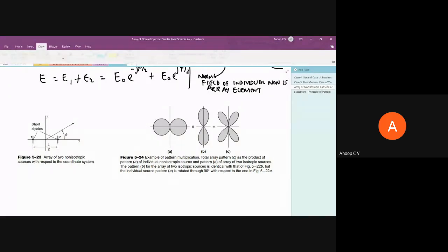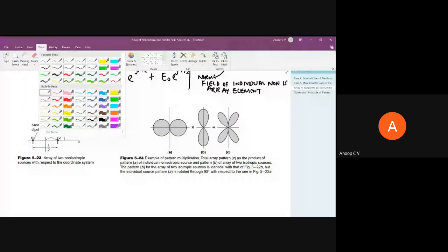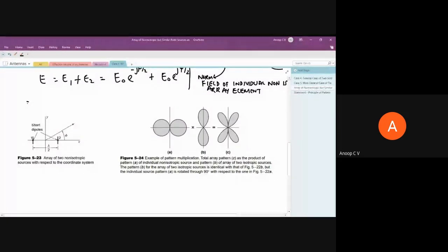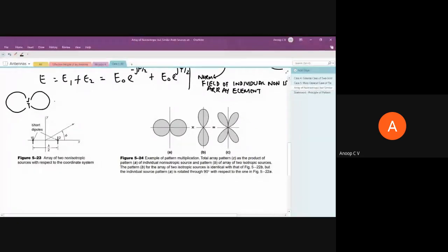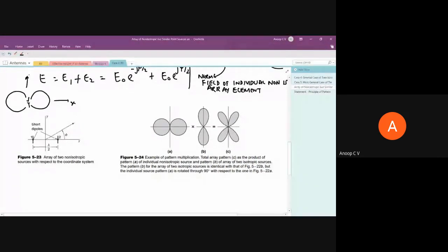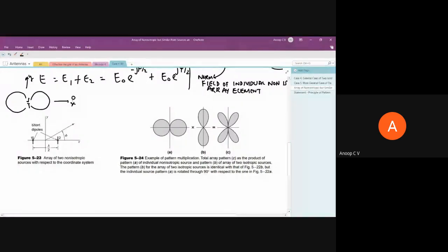If you have a dipole kept parallel to the y-axis like this, its radiation pattern will be something like this. This is the x-axis and this is the y-axis. So the pattern maximum is along phi equal to 0.